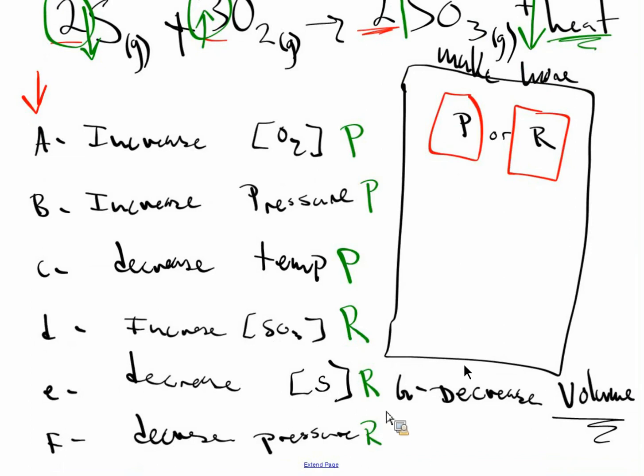Now, letter G, I've already asked, but we stress it in a different way. If I decrease the volume, this really means I'm increasing the pressure, correct? All right, if I increase pressure, once again, I go to the side with a smaller number, so that will be products. Okay, raise your hands if you got all of those right. Wait, all of them? Yes. That's the one. Okay, that's most of you.